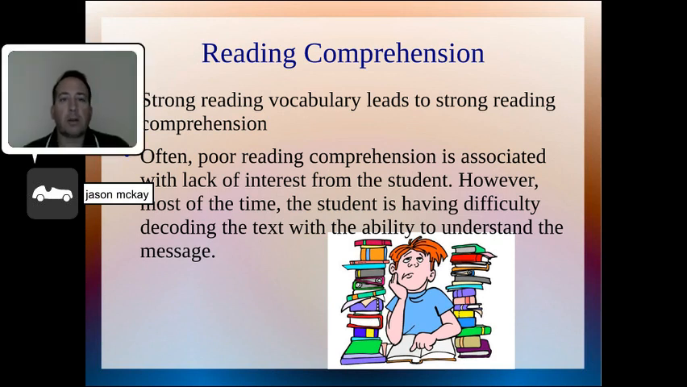As stated earlier, students who have the ability to understand their reading vocabulary, having the ability to decipher and decode some terminology, whether it's understanding the prefix, the suffix, the root word, synonyms, and antonyms, those are the students who perform better with reading comprehension. Oftentimes, lack of reading comprehension is associated with the student's disinterest from the topic. But a lot of times that's not the case. The case is that the students are having difficulty understanding and decoding the text.